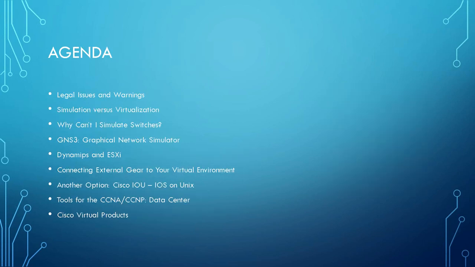Things I wanted to cover this evening. Really, this is about setting up a virtual Cisco lab in your home lab. There are a couple of legal issues I want to touch on first, followed by what simulation versus virtualization means in the network lab space. We do both, and they're different. I want to explain how. Second, I want to get into how we do switching in the lab and why it's difficult to simulate switches, especially with GNS3, which will be the main topic of the evening.